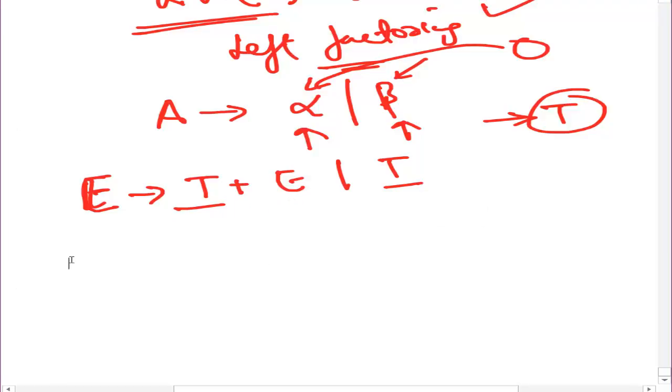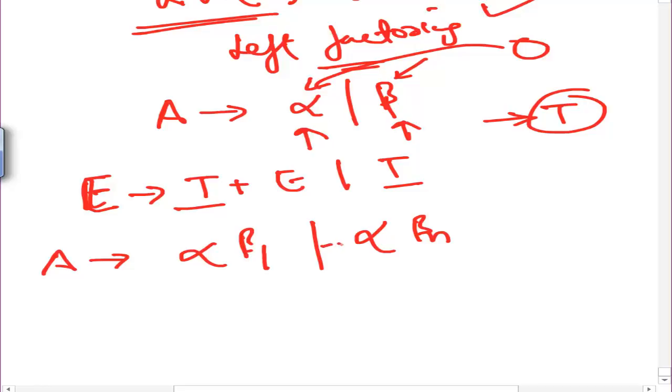So let's say in general that if we have, for example, A goes to alpha beta 1 or alpha beta 2, alpha beta 3 and so on up to alpha beta n, and then there may also be the gamma, which has nothing to do with the alpha. So these betas, beta 1 up to beta n, have a prefix alpha which is common. That will create a confusion in a compiler: should we take this as an alpha or this as alpha or this as alpha? Because in predictive parsing, we should have a clear choice. And gamma is something which has nothing to do with the alpha, it's something else.